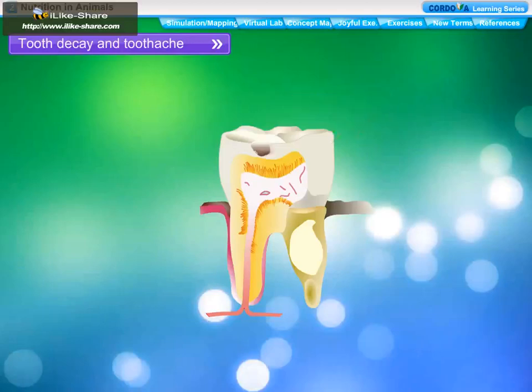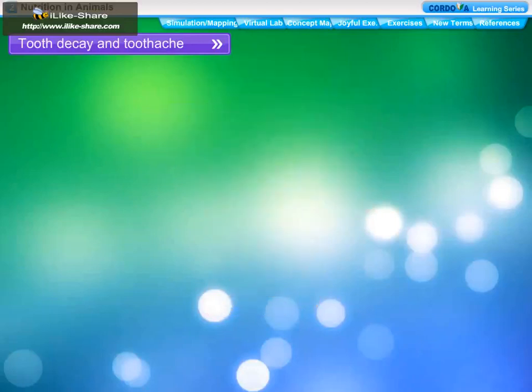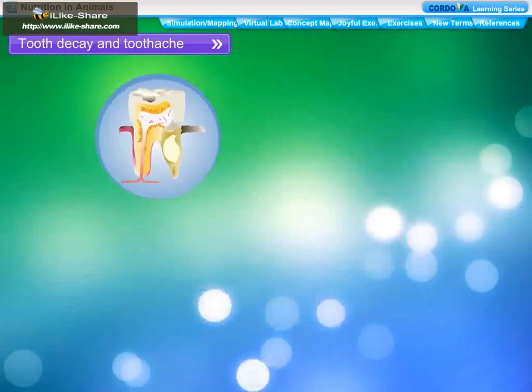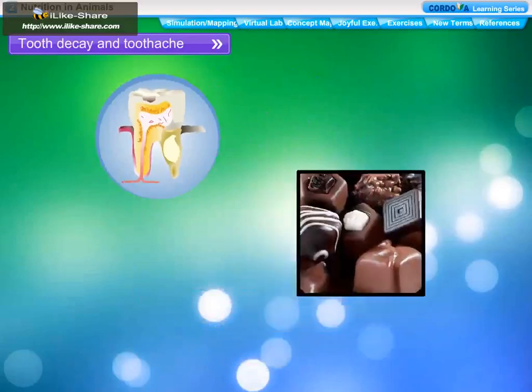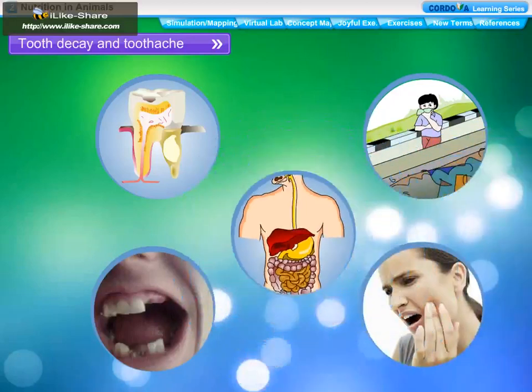It causes holes or cavities in the enamel. As a result, the nerves and the blood vessels in the pulp get exposed. When any cold or hot thing comes in contact with these exposed nerves, we feel pain or suffer from toothache. Tooth decay causes the following: holes or cavities in the teeth, bad breath, loss of teeth, toothache, stomach disorders.